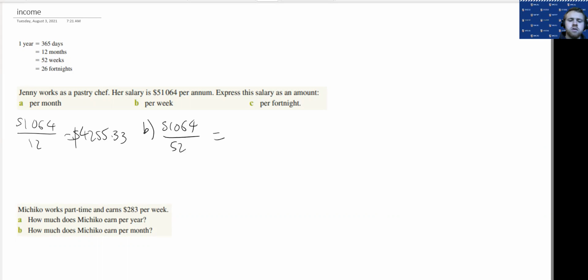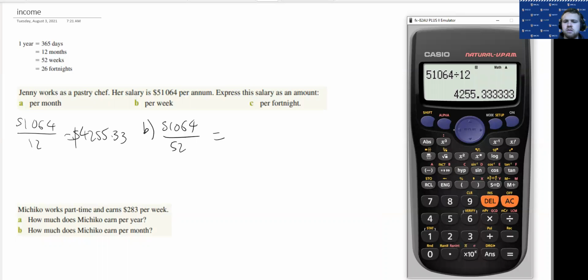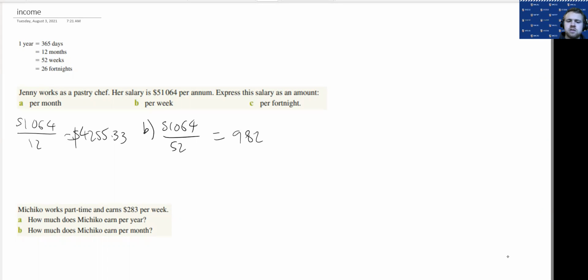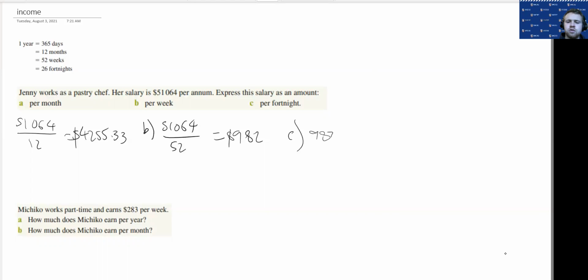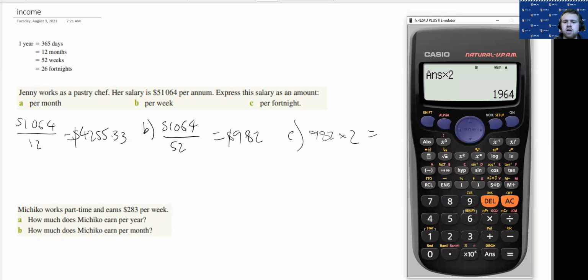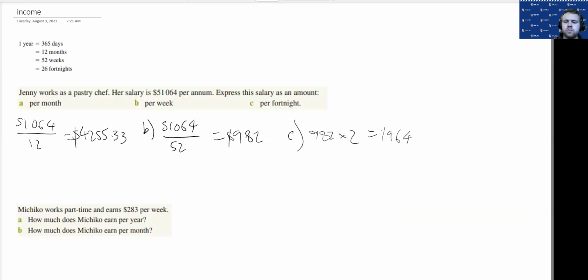Remember to show your operations. So divide by 52, and that gives us $982 per week. And then per fortnight is just going to be double that. So 982 times 2, or we could divide the yearly amount by 26, and we get 1964. Either is fine when you're converting between weeks and fortnights or years. Pretty simple stuff, just dividing this yearly amount.